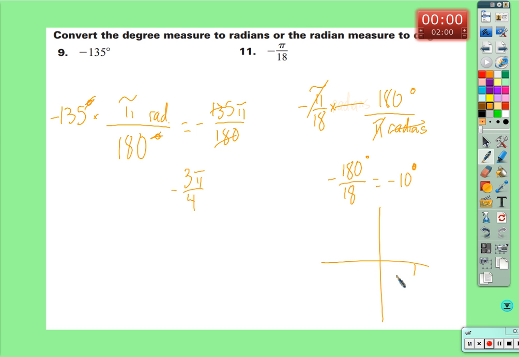Let's see if that seems reasonable. So negative 10 degrees is down here, just a very small sliver. You can have a negative circle. So negative pi over 18 is also going to be quite small. If this is negative pi, then an eighteenth of that would be pretty small. It's just a way to think, have I done my math correctly? Did it cancel everything out the way I was supposed to? I got negative 10 and negative pi over 18, they're both small and in the negative direction. I didn't get negative pi over 18 and negative 30. Just always think about how reasonable your answer is.